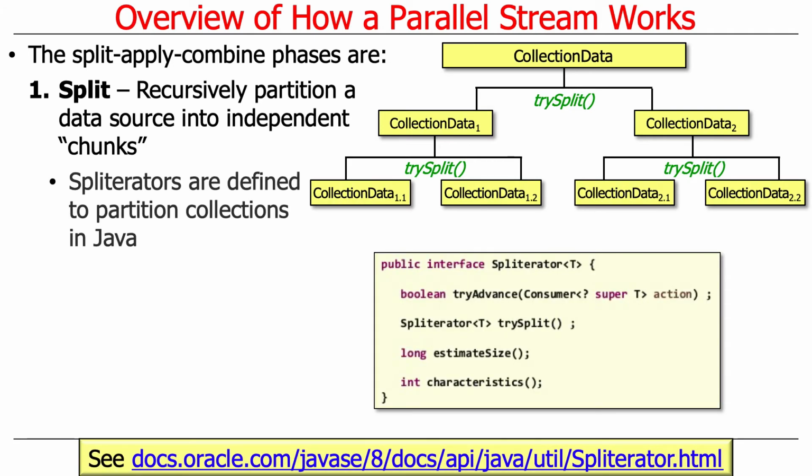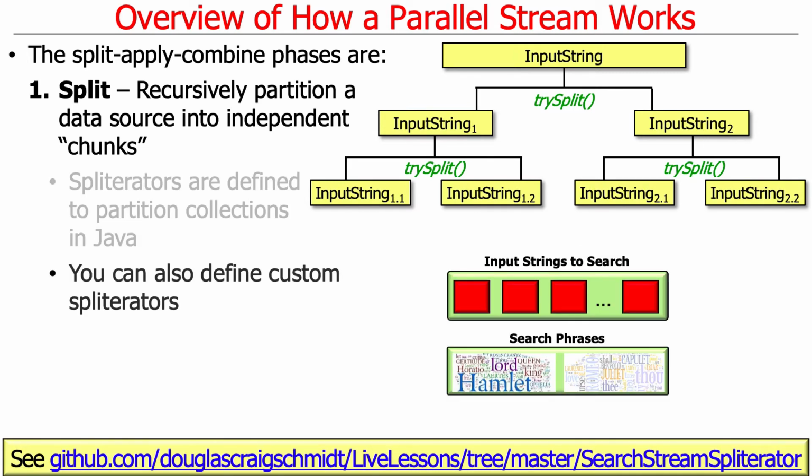And it should go without saying that there are already predefined splitterators defined on the existing classes in the Java Collections framework. So everything comes out of the box with a splitterator defined on it. And naturally, you can come along and define your own custom splitterators, as we will do when we talk about the search stream splitterator example a little bit later, where we do all this stuff in parallel. And it's really cool.